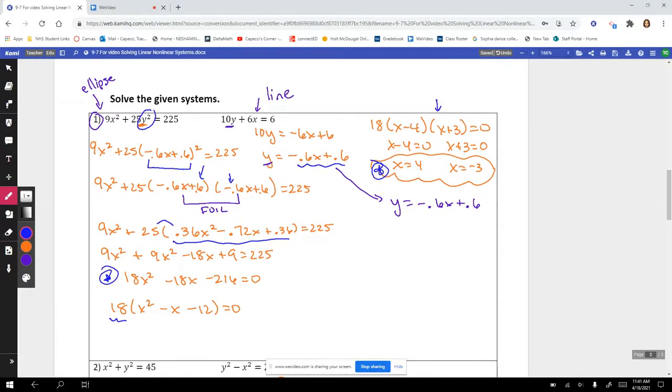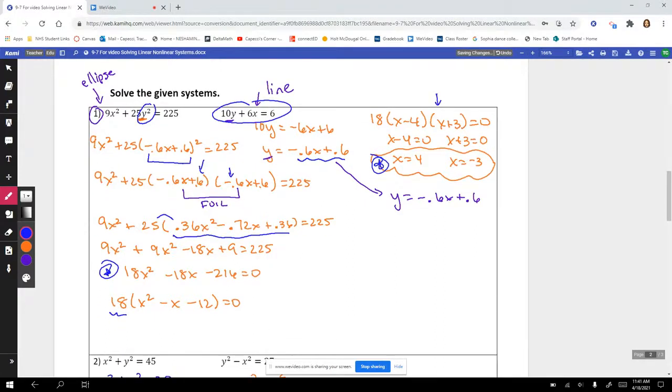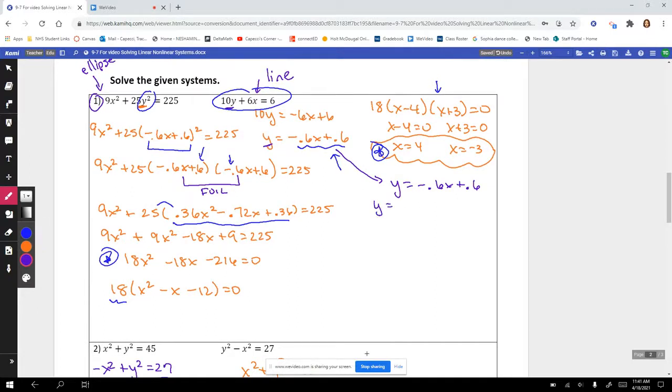Now I have to substitute back into either equation to find my y values, because I want to know the coordinates where it's actually going to intersect. This line is certainly easier to work with, so I rewrote it when I had isolated y by itself, and now I'm going to substitute. When y is equal to -0.6 times 4, we deal with the 4 first, plus 0.6, I end up with y is equal to -1.8. So that's one solution, 4 comma -1.8. That's where it intersects in one spot.